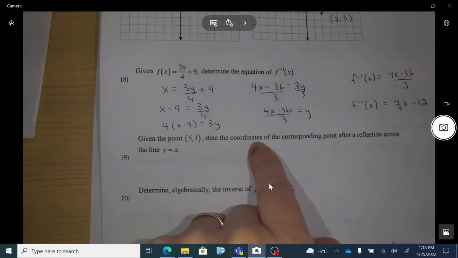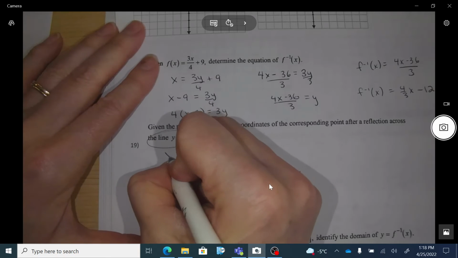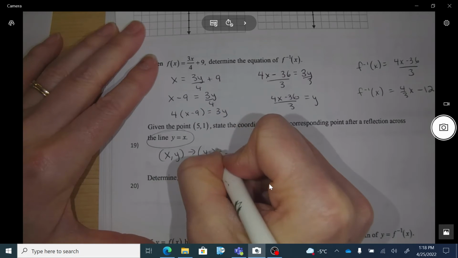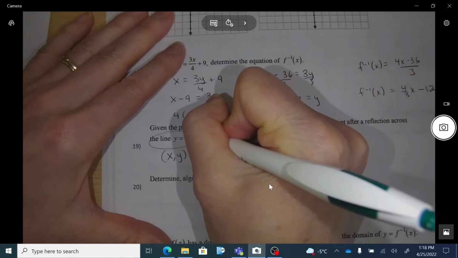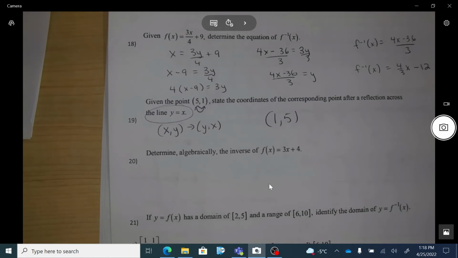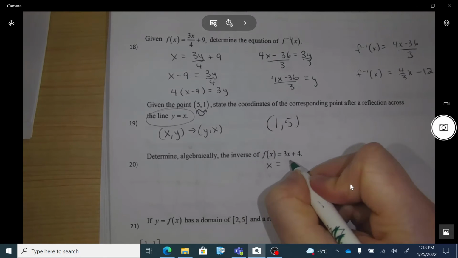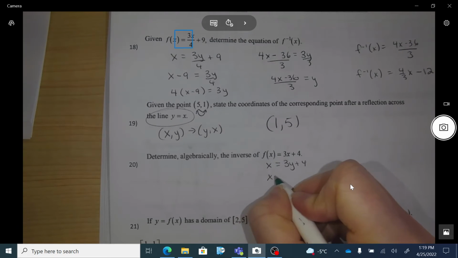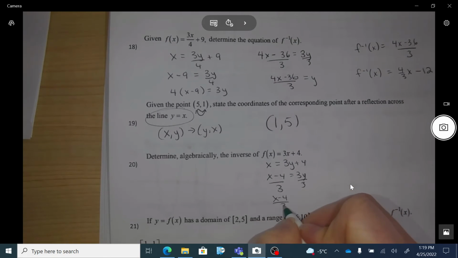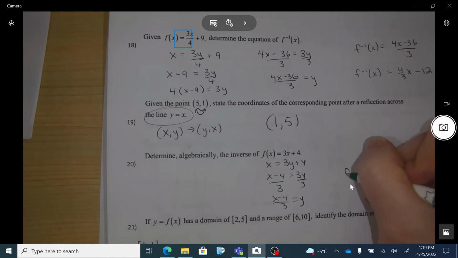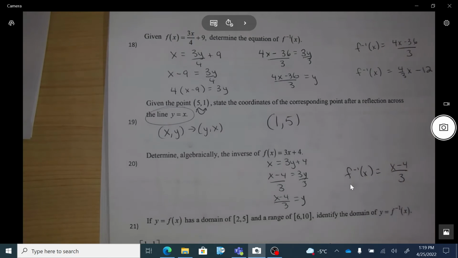Given this point, state the coordinates of it after it's reflected over the diagonal line. So that means to switch the x and y. So 1, 5. Determine the equation of the inverse. So this y becomes the x, this x becomes the y. I'm going to subtract 4, and then I'm going to divide by 3. And we're going to write that as the inverse of f. So x minus 4 over 3.